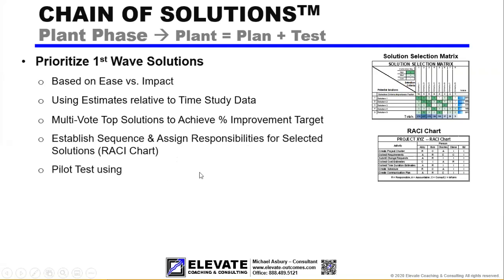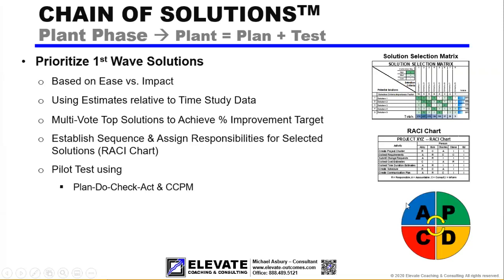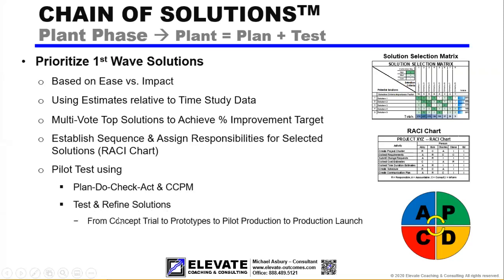Okay, then we pilot test using the plan, do, check, act method and putting all of these solutions that we're working on and implementing in a critical chain project management plan. Okay, so we're following plan, do, check, act. And we've got a series of these on a critical chain. Okay, so as we're doing that, we're testing and refining our solutions to go from a concept or idea to something where we've prototyped it and we have what we actually would like to use for production.